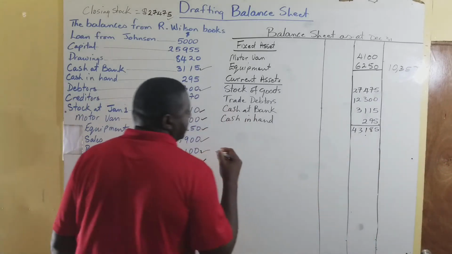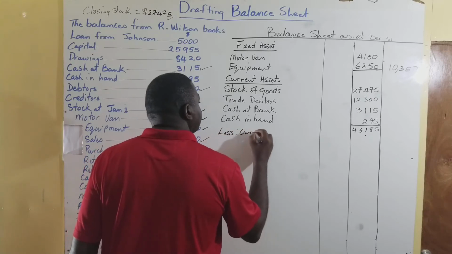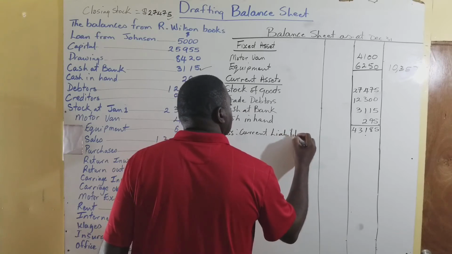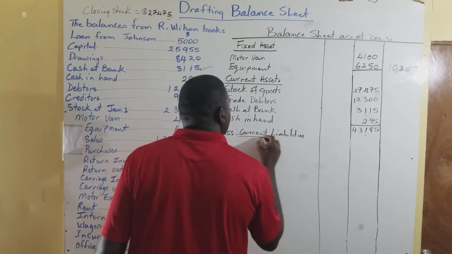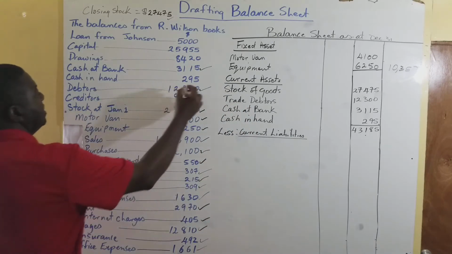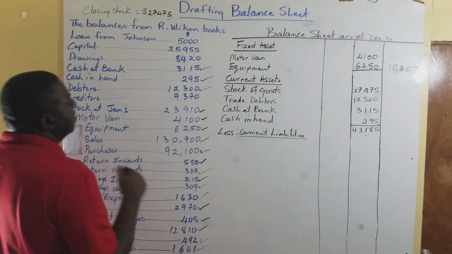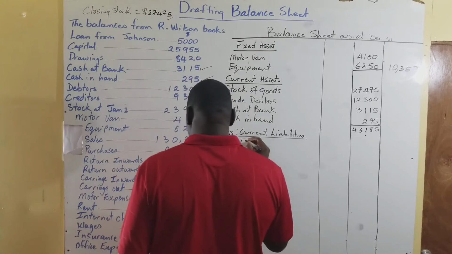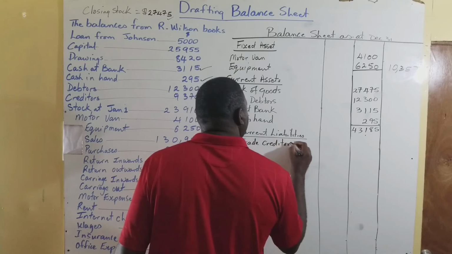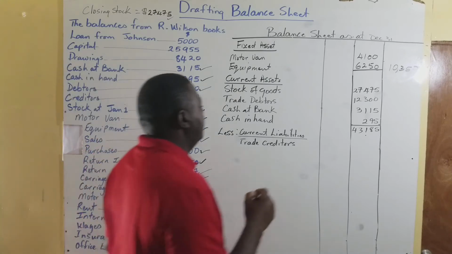Our next move is that we're going to subtract, we're going to less the current liabilities. In this question, we would have seen creditors. So we're going to record that, which is trade creditors, and that figure would be 93.70.